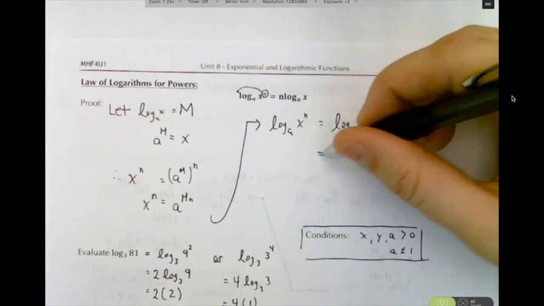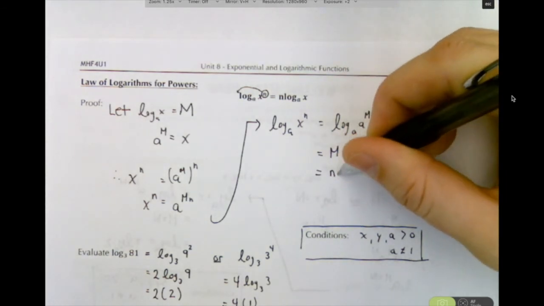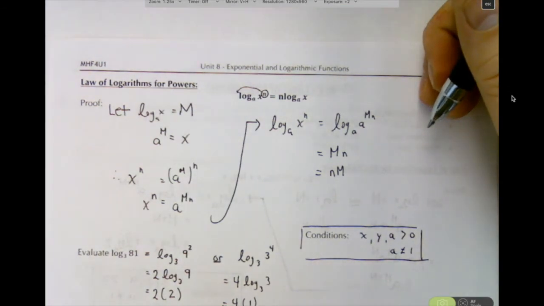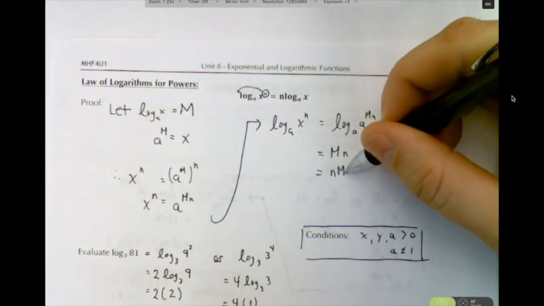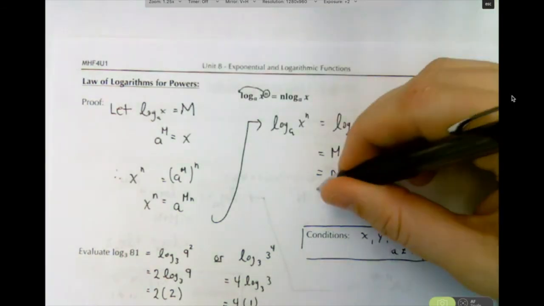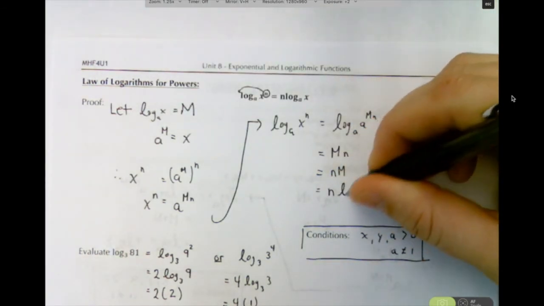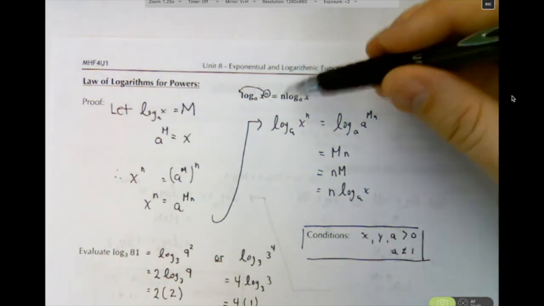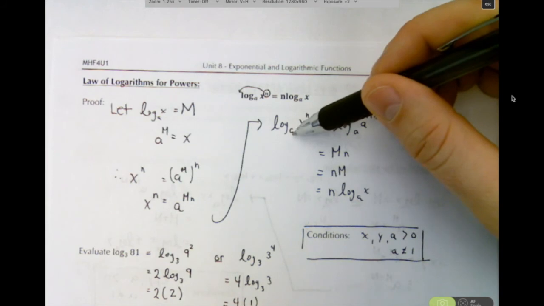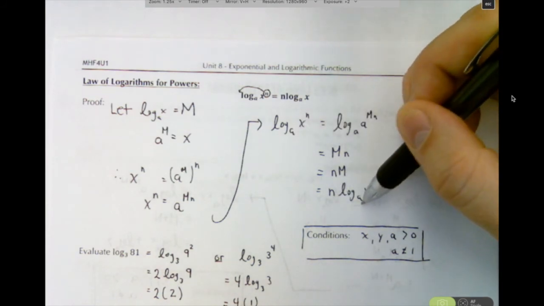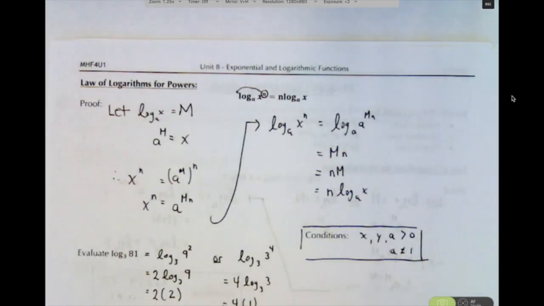I'm going to flip the order here. I'm going to rewrite it as n times m. In multiplication, order doesn't matter. You can multiply in any order. And what is m? Our initial definition said that m was the log of x base a. So I can rewrite that as n times the log of x base a. And there we've demonstrated that the log of x to the exponent n base a equals n times log of x base a, which was our law of logarithms for powers.